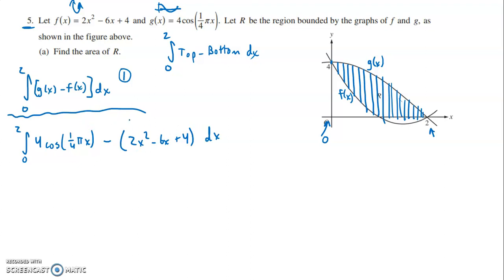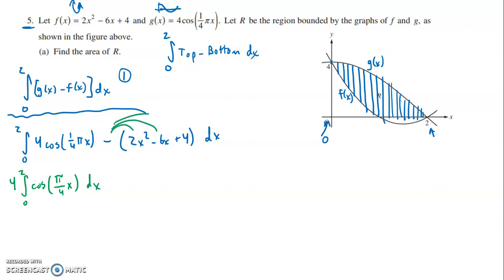I'm going to do 4 separate integrals to make it easier to follow, but this is not the most concise or the quickest way to do it. You can just do it all as one giant integral. I'm going to split it up as separate integrals. So I'm going to pull the 4 out for this first one. So 4 times the integral from 0 to 2 of cosine, instead of 1/4 pi x, I'm going to make it pi over 4 x dx.